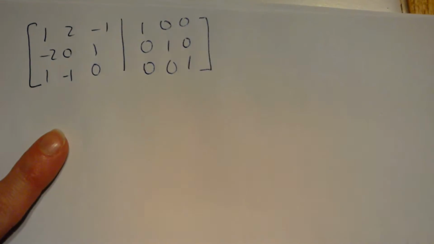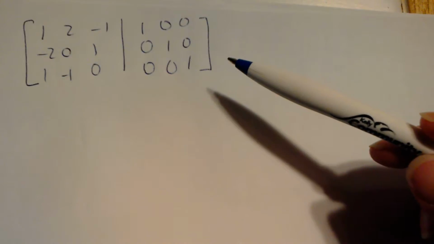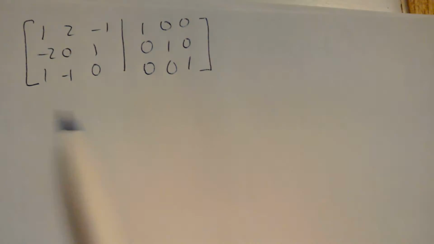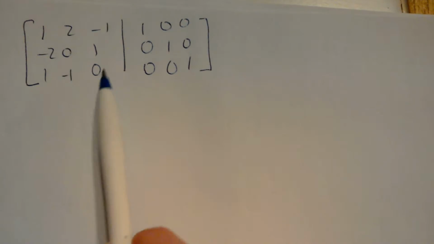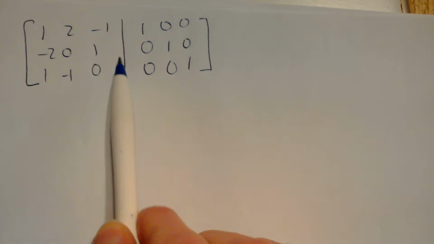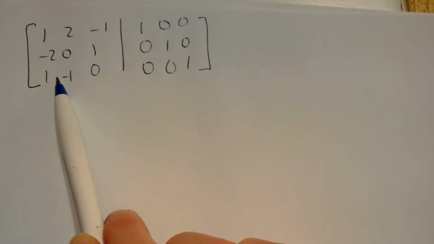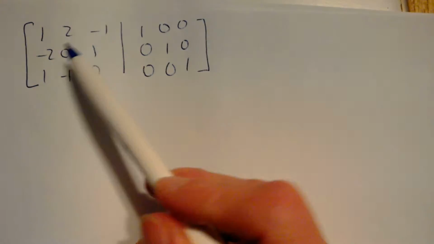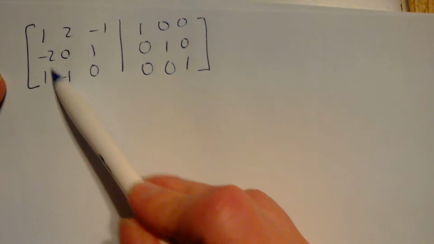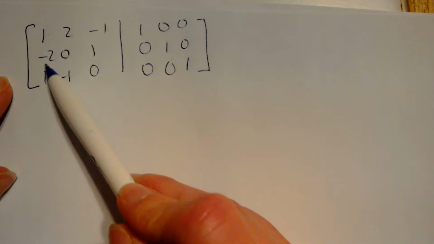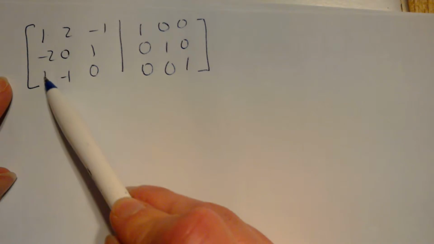So what we're going to do is use the same operations we used in 6.1 and 6.2, and we're basically going to switch these. We want to make this look like my identity, and then whatever we get over here is the inverse to this. Okay, so let's do that. So we want to get a 1, 0, 0, so I've got a 1 there, so it's good. So I'm going to make this a 0 and make this a 0.